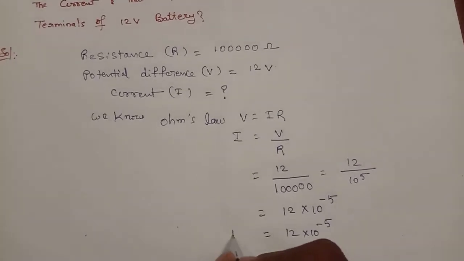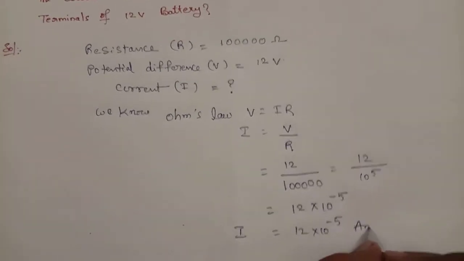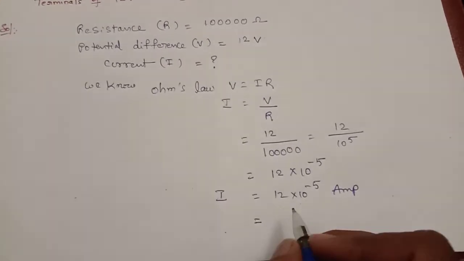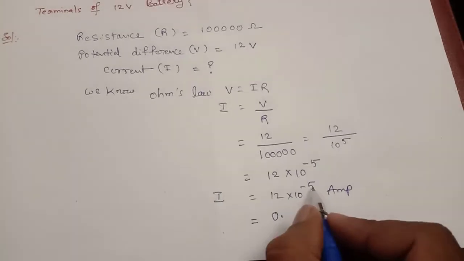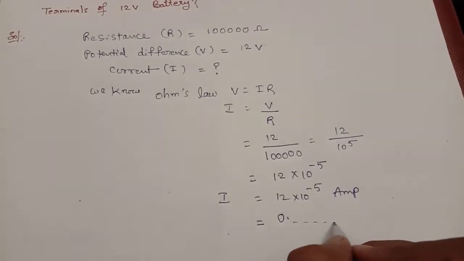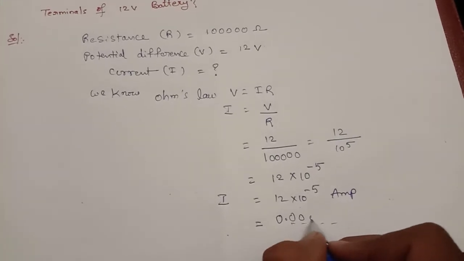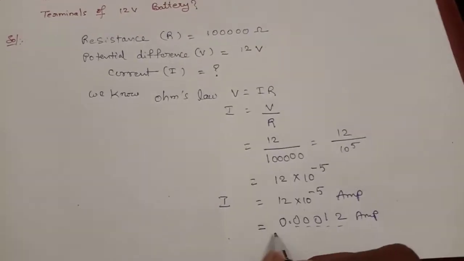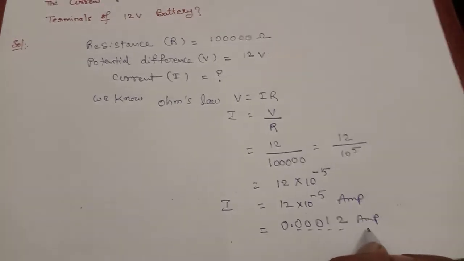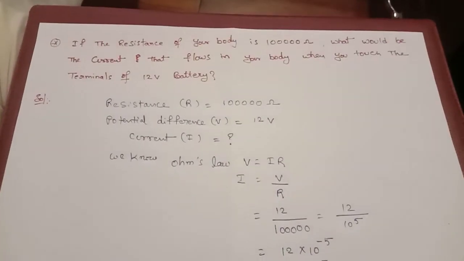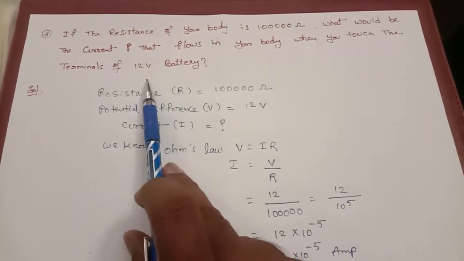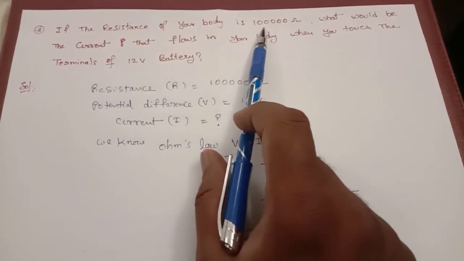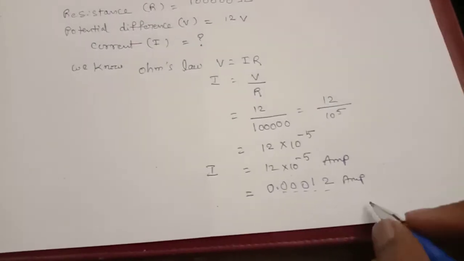What is this? This is the electric current. The unit of electric current is amperes. And also, by adjusting the decimals, we can write the answer as 0. We need to have five places. Triple zero, and the last two places will be 1 2. So the final answer is 0.00012 amperes. This is the amount of current that flows through our body when we touch a 12 volts battery if we have a resistance of 1 lakh ohms. This is the amount of current.